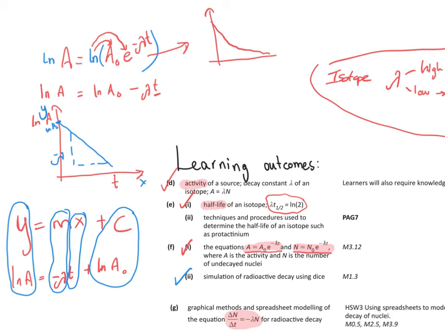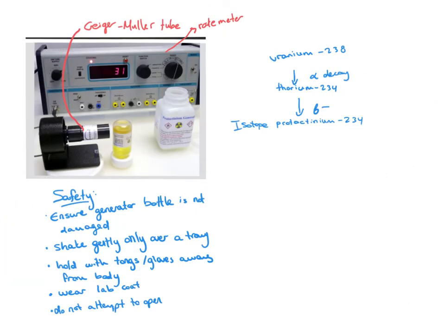Okay, so the next thing that we'll have a look at is the techniques and procedures used to determine the half-life of an isotope, such as protactinium. This is actually a practical that we tend to do in class, but due to restrictions now we can't. So I will just describe the experiment briefly, and then we'll move on to the next part. In our labs, we usually use a protactinium generator as our radioactive source, which is what you actually see in the picture here.